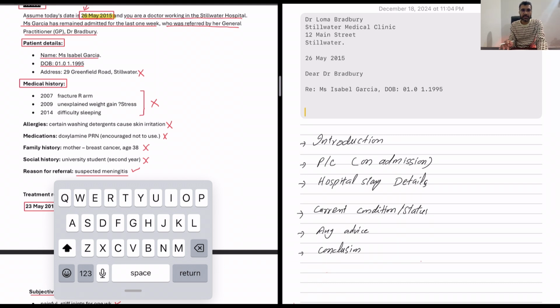So your patient, Miss Garcia, whose full name is Isabel Garcia, who was referred with suspected meningitis, is being treated and making good progress.